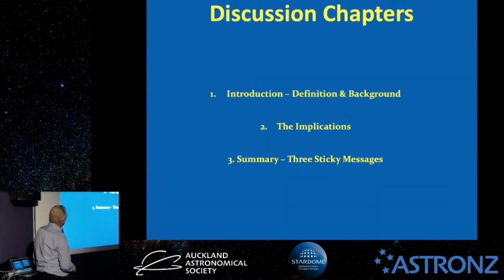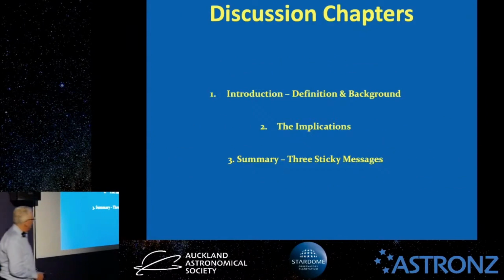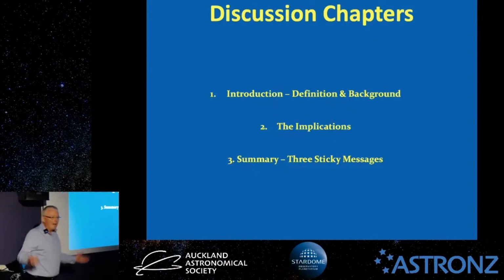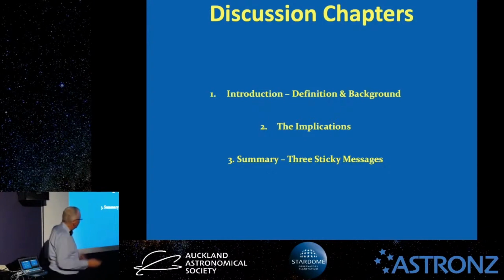So let's have a roadmap of what we're going to do. Chapter 1 will be the introduction. We'll talk about the definition of special relativity, what it's actually about. We'll talk a little bit about the background, what led up to Einstein's idea. He didn't wake up one day and say, oh, I've got this idea. He developed this idea and had some thoughts. So what was the background that led to it? And then we'll have some fun talking about the implications of special relativity. And then I'm going to throw you your 3 sticky messages again.